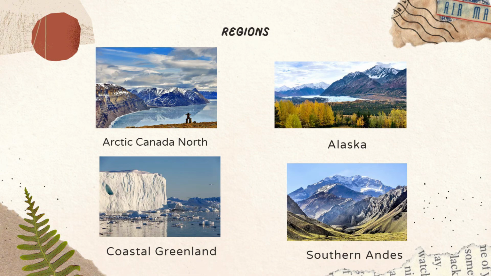Gardner et al. 2013 found that all regions of the world were losing mass, with the largest decreases from Arctic Canada North, Alaska, coastal Greenland, the southern Andes, and high mountain Asia. Currently, there are about 198,000 glaciers globally, covering an area of approximately 726,000 square kilometers. If all these glaciers melted, it would raise sea levels by about 405 millimeters, posing a severe threat to low-lying coastal areas and island nations.